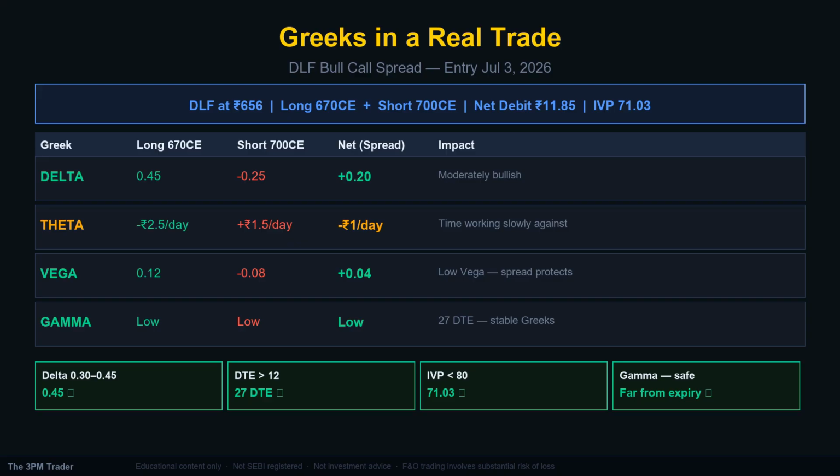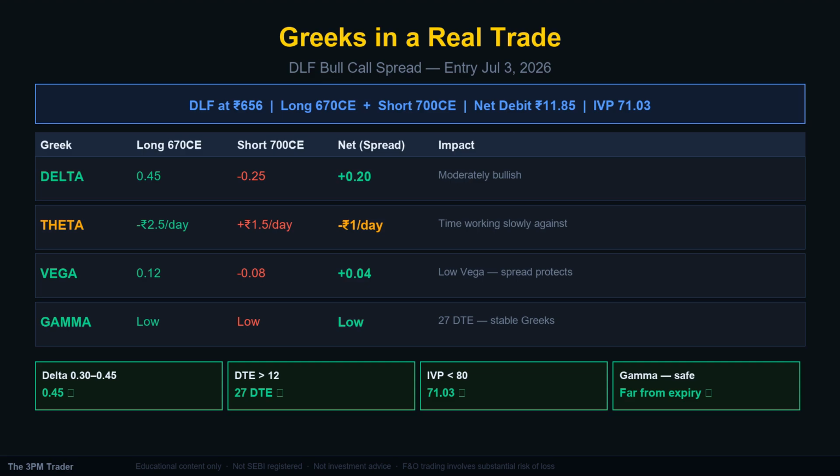I recently entered a DLF bull call spread, long the 670 call, short the 700 call, with DLF at 656 rupees. Here is the Greek snapshot at entry. The 670 call had delta 0.45, right in the sweet spot. Theta was minus 2.5 rupees per day, manageable with 27 days to expiry.